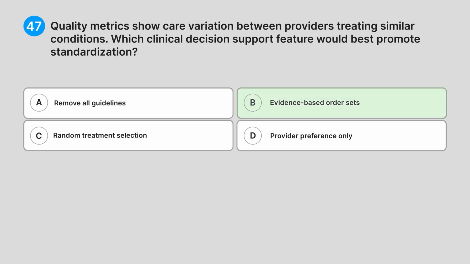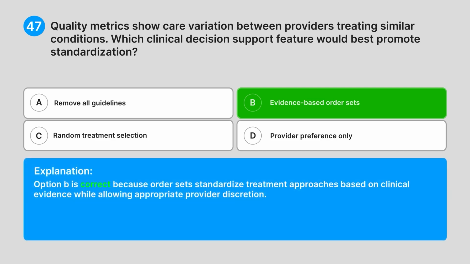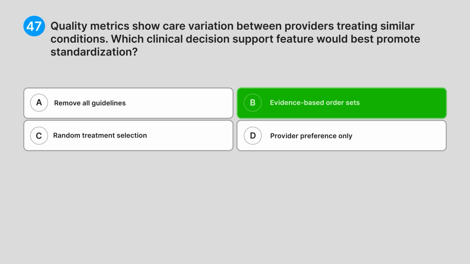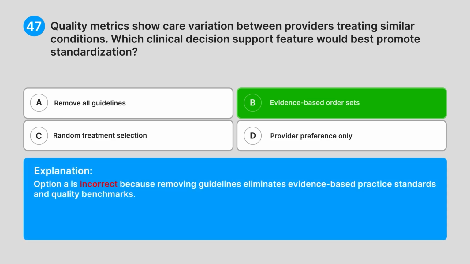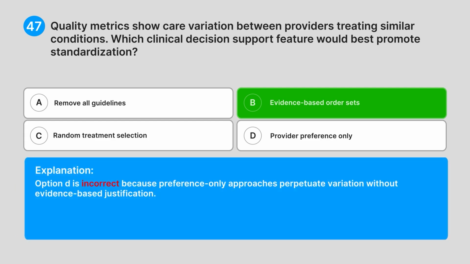Correct answer, B. Evidence-based order sets. Explanation: Option B is correct because order sets standardize treatment approaches based on clinical evidence while allowing appropriate provider discretion. Option A is incorrect because removing guidelines eliminates evidence-based practice standards and quality benchmarks. Option C is incorrect because random selection violates clinical standards and potentially harms patients. Option D is incorrect because preference-only approaches perpetuate variation without evidence-based justification.